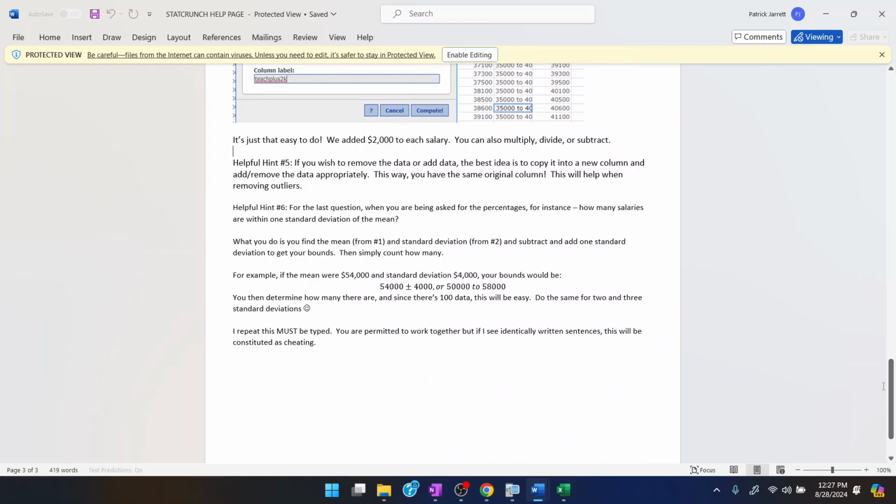So this has to be typed. And you are permitted to work together. You don't need to print this out and submit it. Submit it on Moodle. But here's a big thing: I do not want to see identically written sentences.